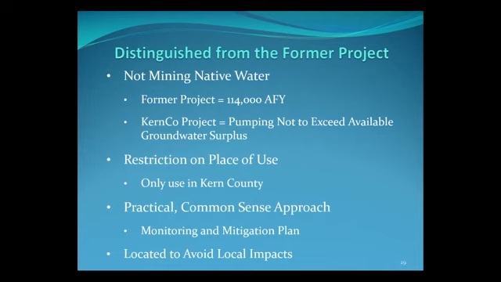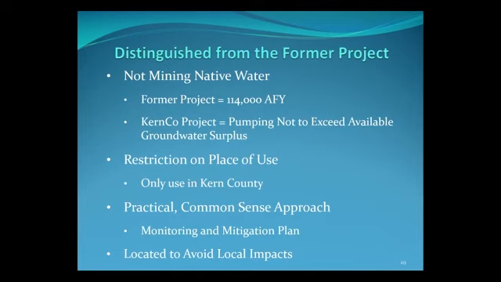I know there was a project out there sometime in the past that was universally condemned and created lots of problems. I want to distinguish our project from that former project. In the first place, we are not mining native water. We're only taking the surplus supply. The former project was geared to remove 114,000 acre feet a year from the Fremont Valley. Our project only takes the surplus, and it's like 10,000 to 12,000 acre feet. So we're quite a bit different.